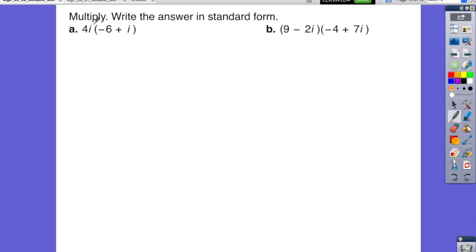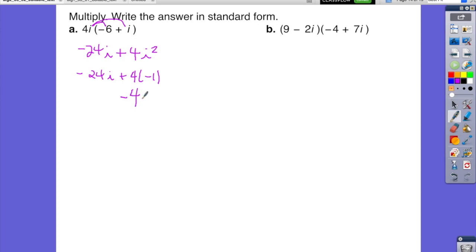So we're going to distribute the 4i. So 4i times negative 6i is negative 24i. Okay, 4i times i is going to be plus 4i squared. Okay, what did you learn about i squared? i squared is really negative 1. So I'm going to write this. You can skip it once you learn it, but I'm just going to write it out so it's easier for you to see. That i squared is really negative 1. So this makes this bottom part negative 4.